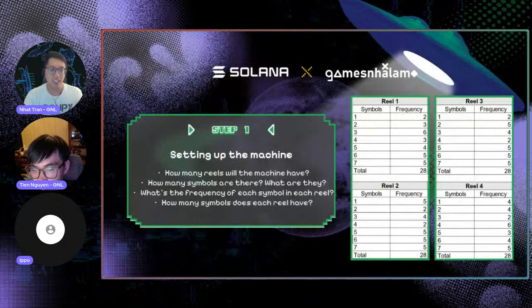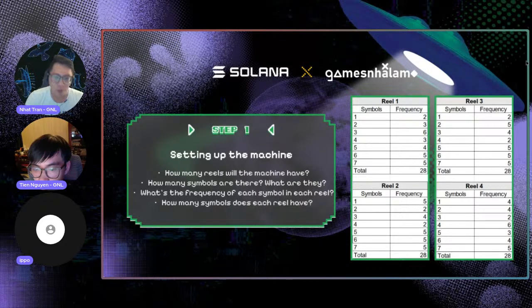Okay. So for step one, setting up the machine, there are different questions that you have to answer. The first question is, how many reels will this machine have? Because the number of reels will determine the chance of hitting a certain combination. Okay. The next thing is, how many symbols are there and what are they? This is more about the theme of the slot machine, right?